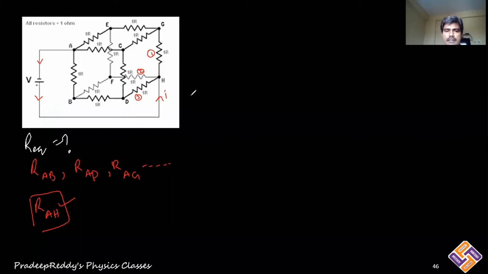From H there are 3 paths. As there are 3 paths and the values of resistors are also equal, 1 ohm, 1 ohm, 1 ohm, this current gets divided into 3 parts. One part I by 3 comes into this, into the second part I by 3 comes, and into this third part I by 3 comes. So at H, current gets divided into 3 parts equally.